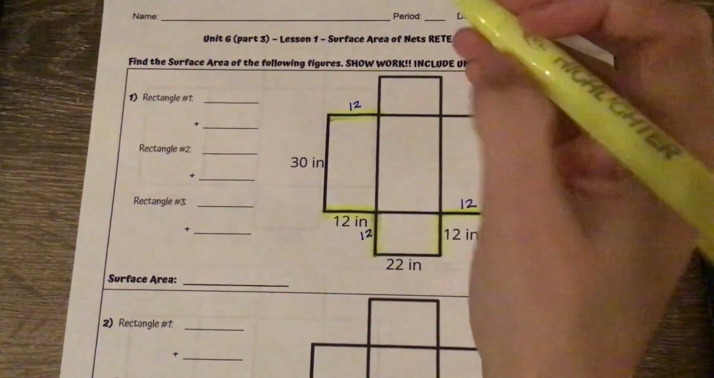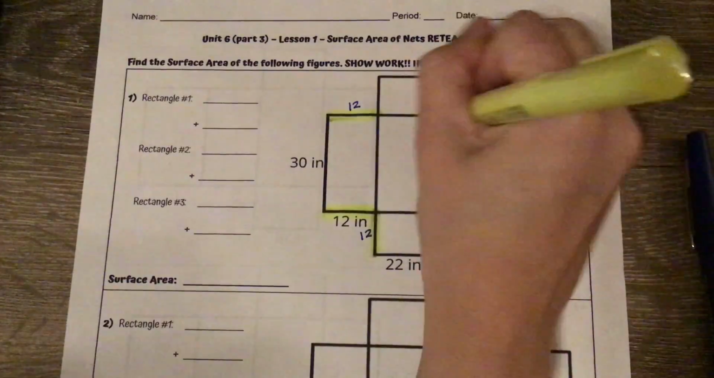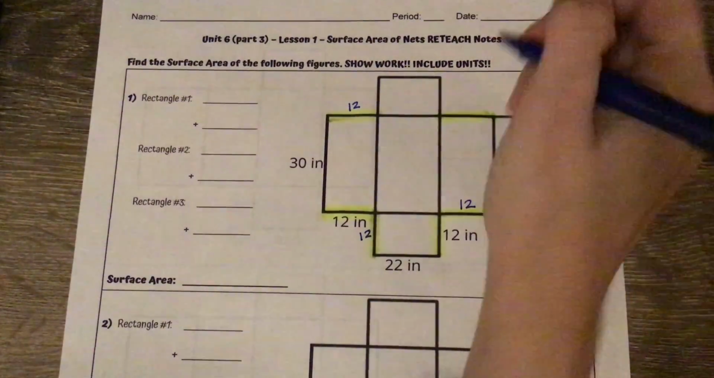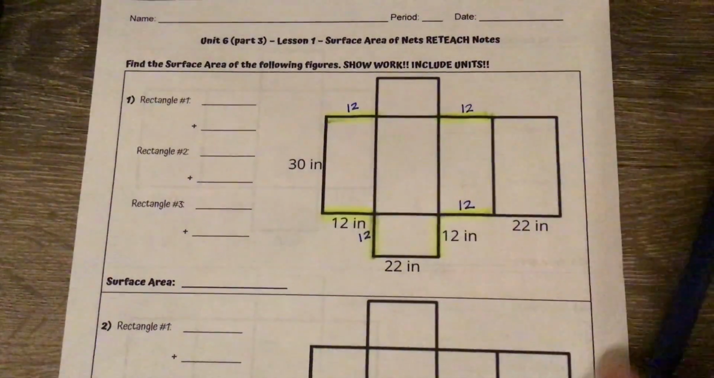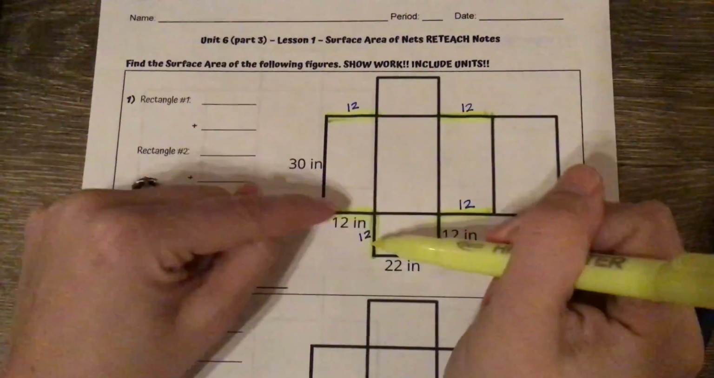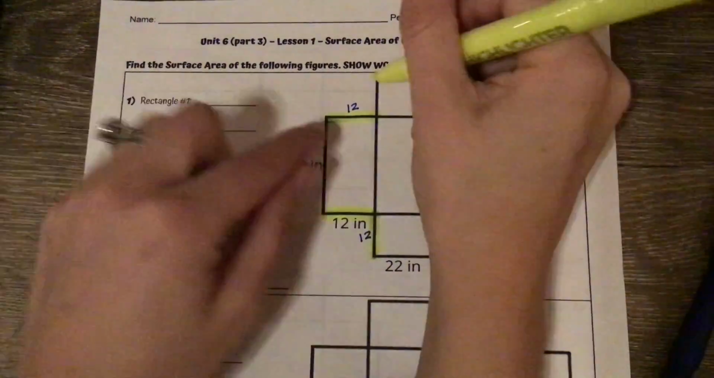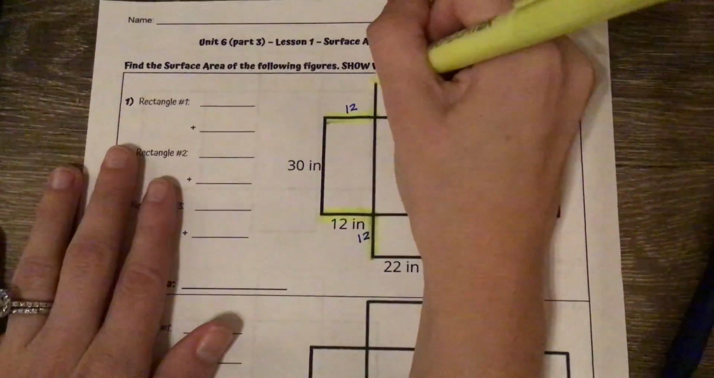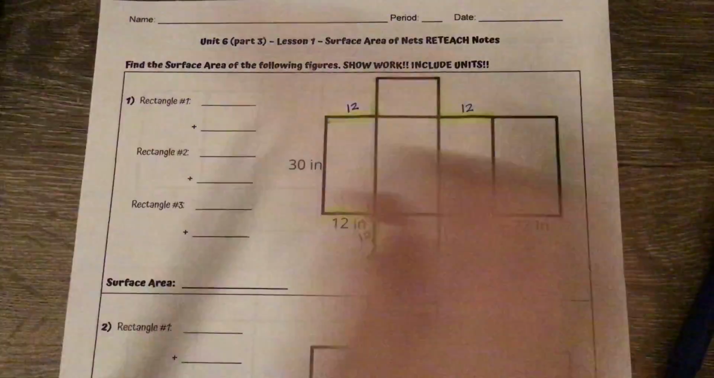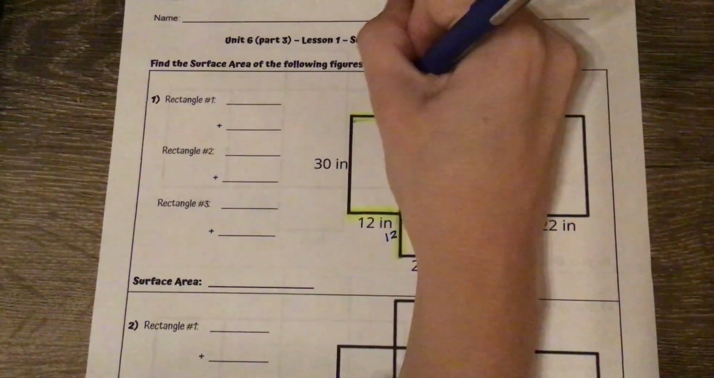Which means, again, if these two folded together, this right here would be 12. If the bottom is 12, the top is 12. And just like we said on the bottom, when we fold these two together, they're the same length. When we fold these two together, they are the same length. So they're both going to be 12.